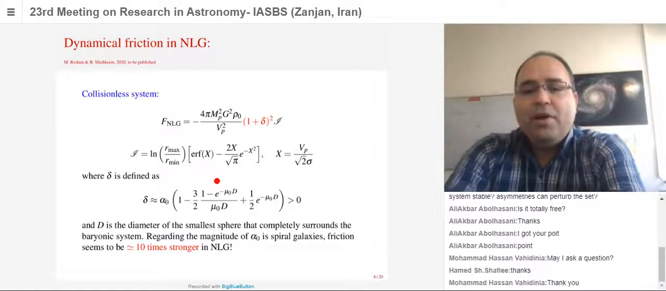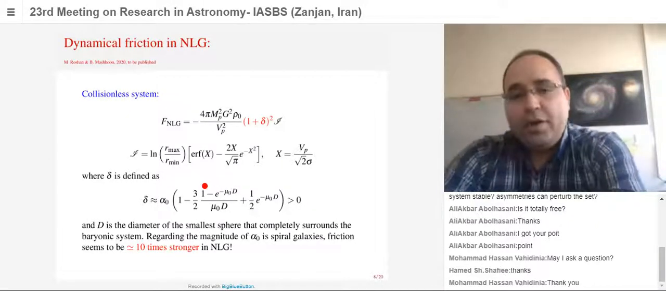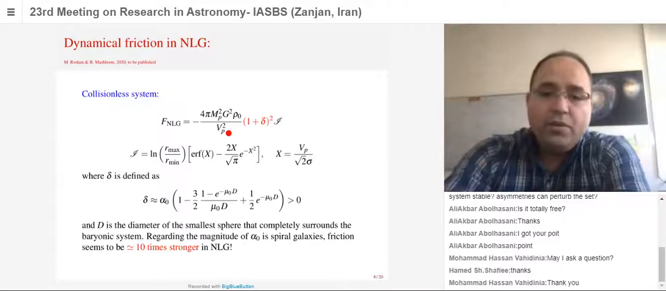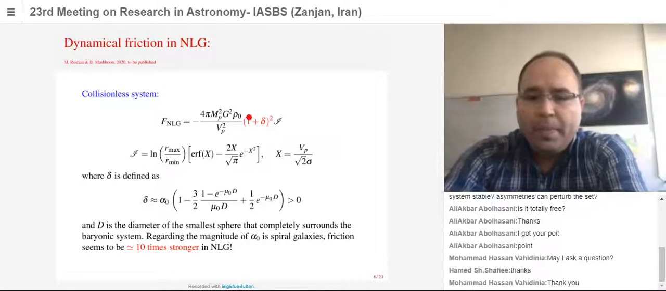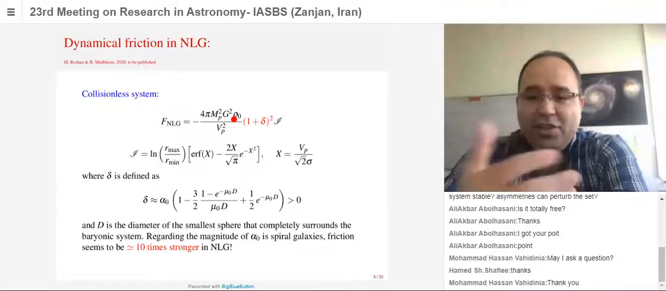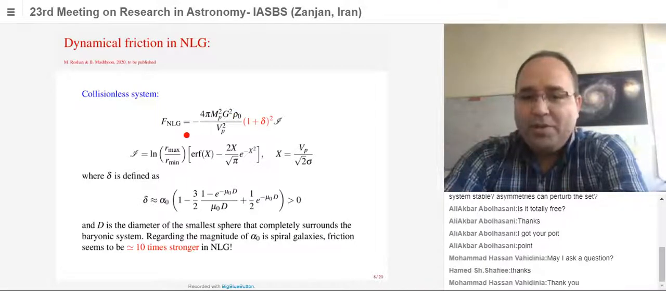They are different from the dark matter case. In the dark matter case, when we want to use this equation, it's necessary to use the dark matter density here. But in non-local gravity, we need to put only the baryonic matter density here. And overall, the result is that dynamical friction should be weaker in modified gravity, at least in non-local gravity.